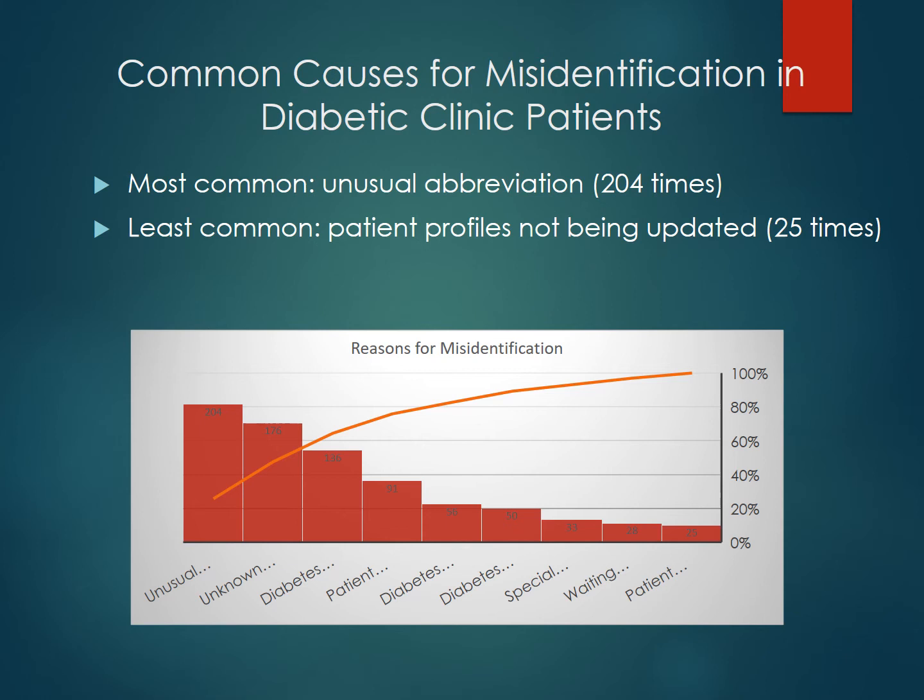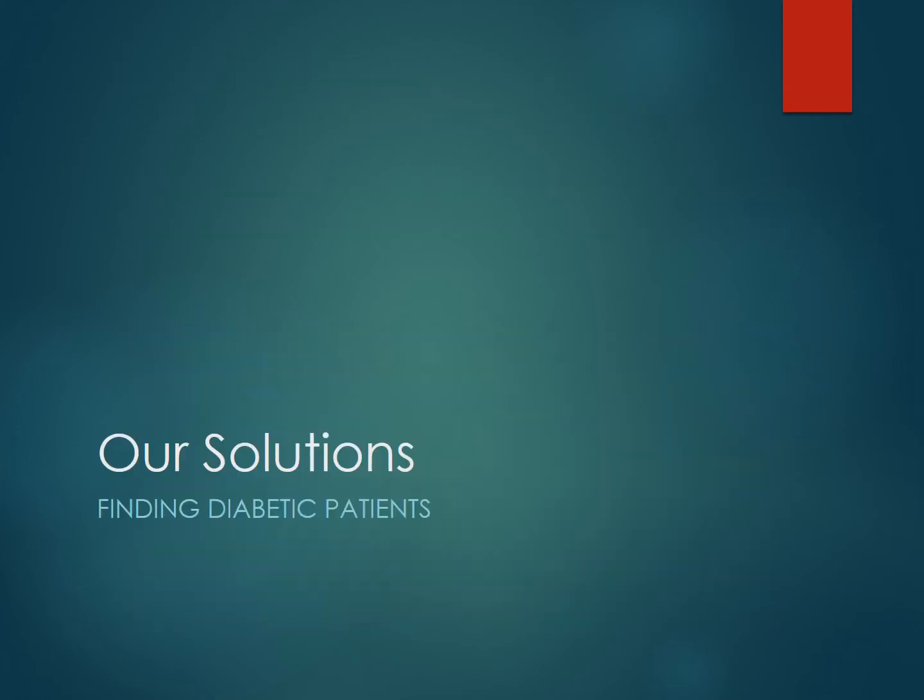Accurate identification of patients is necessary for patient care and timely care. There was a total of 9 reasons for misidentification of patients at diabetic clinics. The most common reason for misidentification, which occurred 204 times, was due to an unusual abbreviation used to document patients in a patient profile. The least common reason for misidentification of a diabetic patient occurred 25 times, and this was due to the patient profiles not being updated after the last clinic visit.